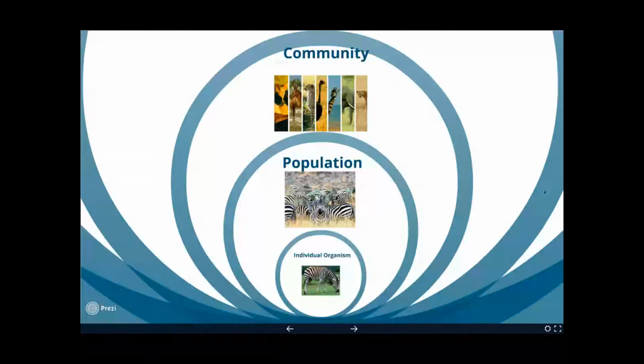So we're going to point out that we're looking specifically at interactions that happen within a community. There are interactions that happen at every level, but the ones that we focus on in ecology happen at the community level.